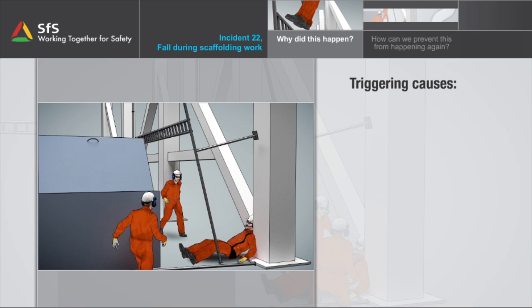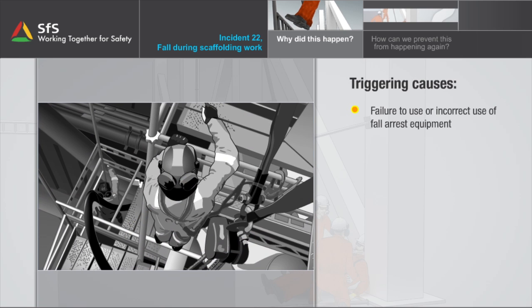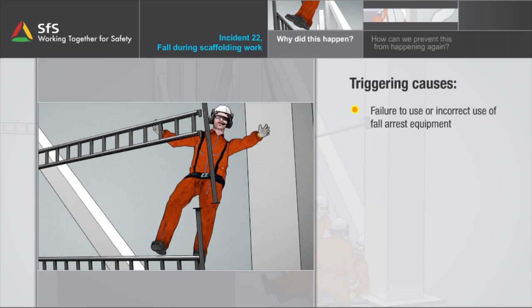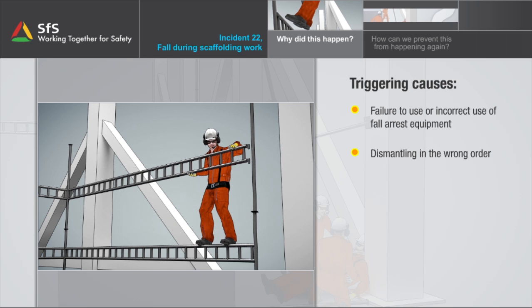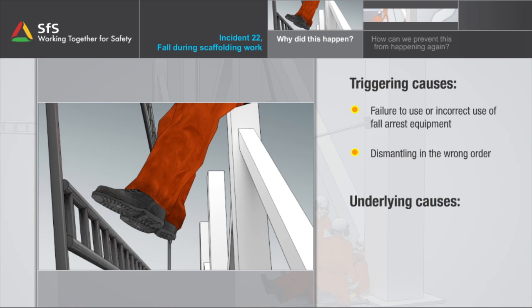The causes that triggered the incident mainly relate to undesirable behavior and a lack of attention to safety issues. Fall arrest equipment must always be used when working at height. In this case, the scaffold worker failed to use his fall arrest equipment correctly. The scaffolding was not dismantled in accordance with requirements and good working practice. In this instance, dismantling the scaffolding in the wrong order led to a standard being left unsecured and a ledger swinging out. The underlying causes mainly relate to poor communication and a lack of risk assessment.